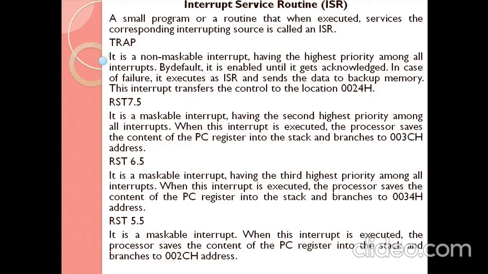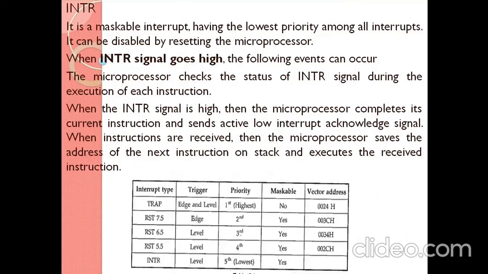During this time, it will change the program counter address to 0024, 003C. Earlier, the main program address is available in the program counter. Now, an interrupt occurs. So what will happen is, it will store the interrupt program address in the program counter and it will store the next address of the main program in the stack. This process will happen when an interrupt occurs, whether it is TRAP, 7.5, 6.5, 5.5 or INTR.